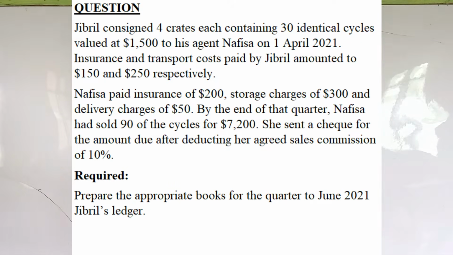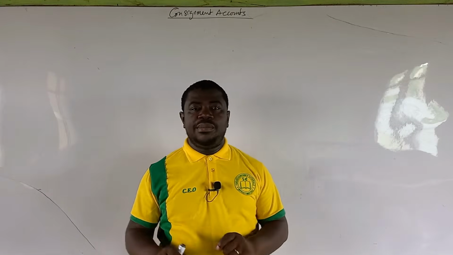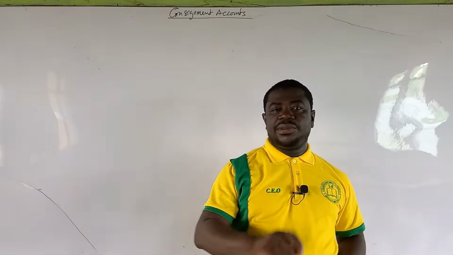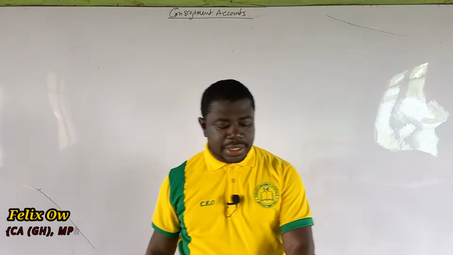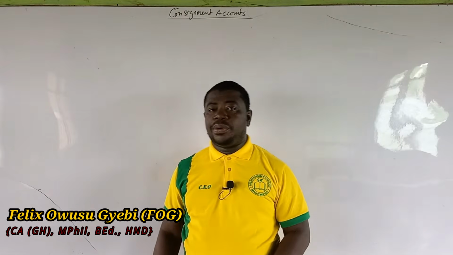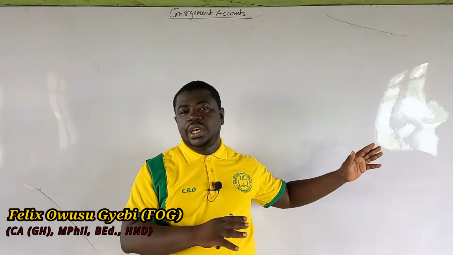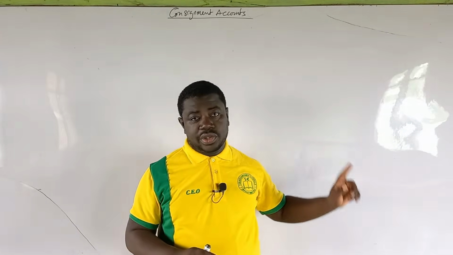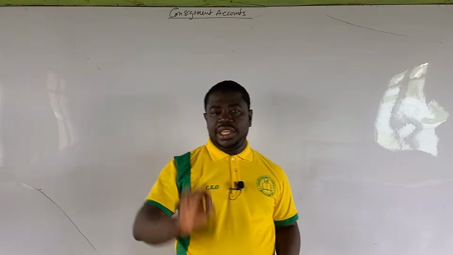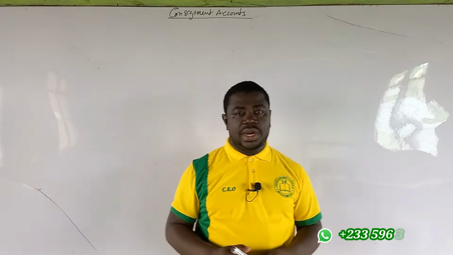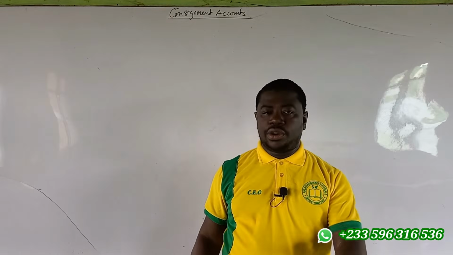All right, so we are going to prepare these accounts in the books of Jabril. In this question, Jabril is the consignor, Nafisa is the consignee. And we are told to prepare appropriate accounts in the ledger of Jabril, so we are not going to even consider the accounts in the books of the consignee. The major difference between this question and that which we solved in part 1 is the fact that this one has a closing stock.